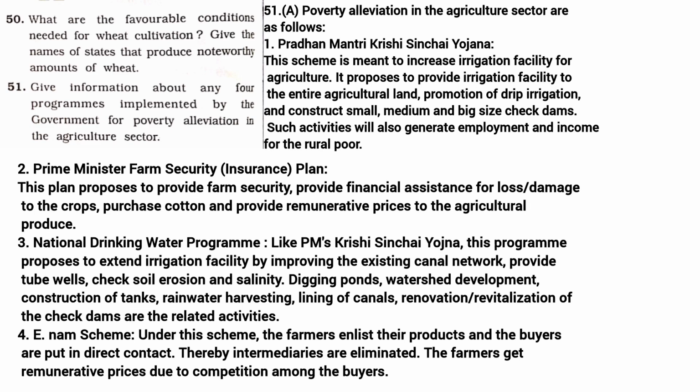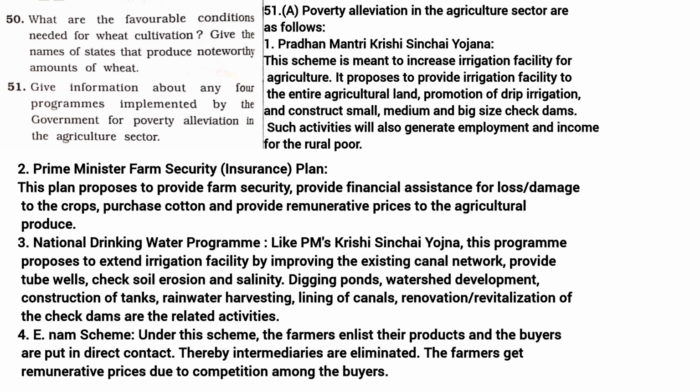Poverty alleviation in the agriculture sector are as follows. Number 1. Pradhan Mantri Krishi Sinchai Yojana. This scheme is meant to increase irrigation facility for agriculture. It proposes to provide irrigation facility to the entire agricultural land, promotion of drip irrigation, and construct small, medium, and big size check dams. Such activities will also generate employment and income for the rural poor.